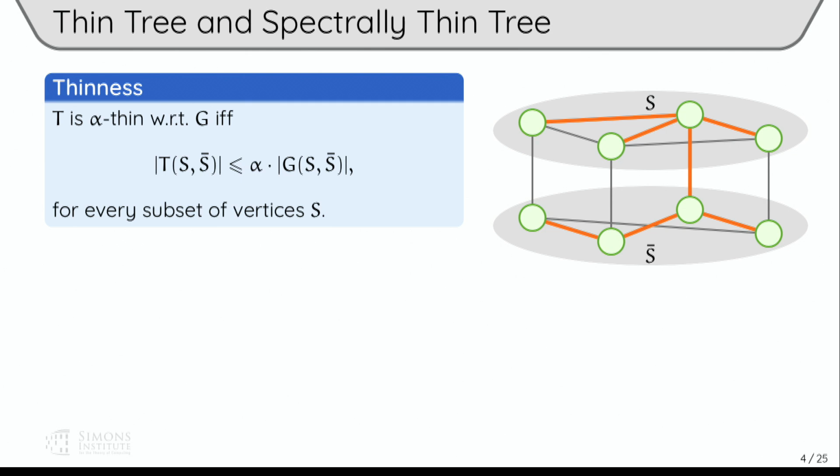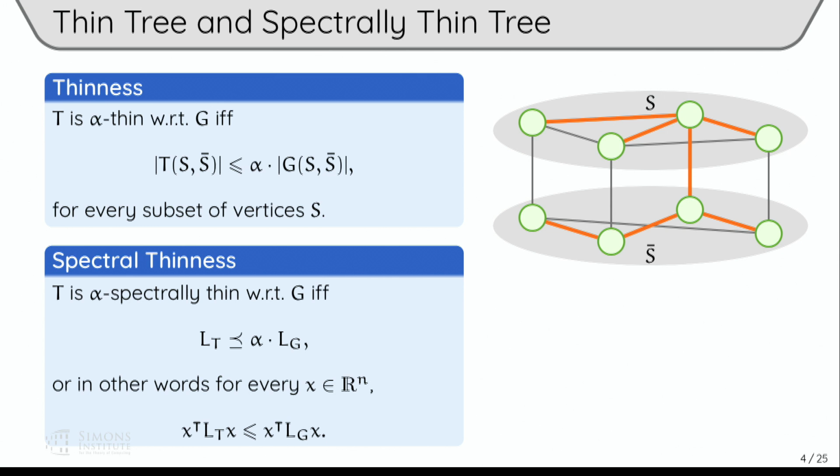What does thinness mean? Thinness means that in every cut, in every way of partitioning the vertices into two sides, the tree must have at most an alpha fraction of the edges in the graph in the cut. So you look at the edges of the tree and the edges of the graph in the cut, and the tree edges must be at most an alpha fraction. That's just a definition.